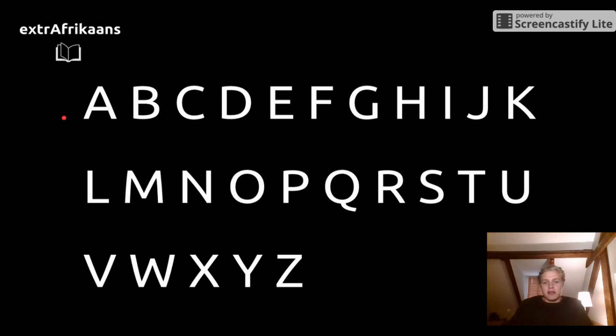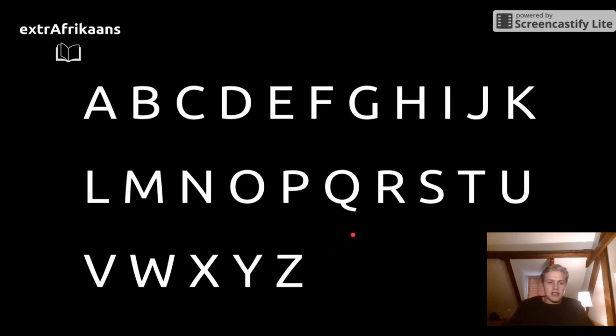And now if we're going to speak the alphabet out, those are the names of the letters. But if we're going to go with the sounds they make, we'll say A is A, B is B, C is S, D is D, E is E, F is F, G is G, H is H, I is I, J is J, K is K, L is L, M is M, N is N, O is O, P is P, Q is K, R is R, S is S, T is T, U is U, V is F, W is V, X is S, Y is A, Z is Z.